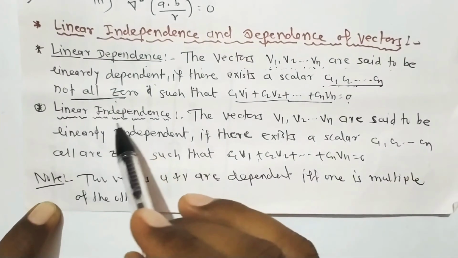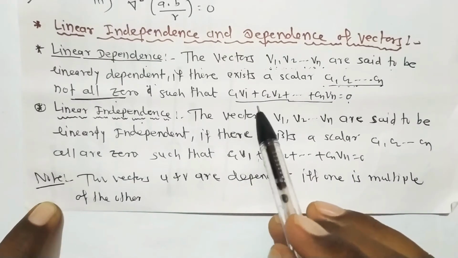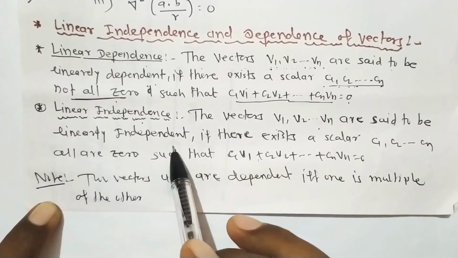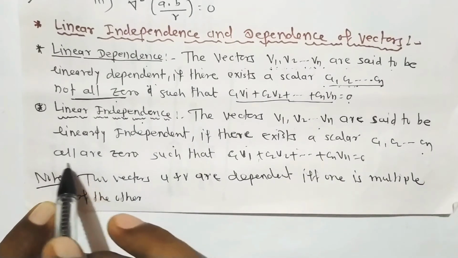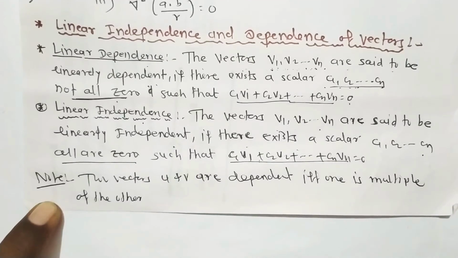Okay, what is meant by linear independence? The definition is the same. The vectors v1 to vn are said to be linearly independent if the only scalars c1 to cn for which c1 v1 plus c2 v2 plus so on plus cn vn equals 0 are all 0.